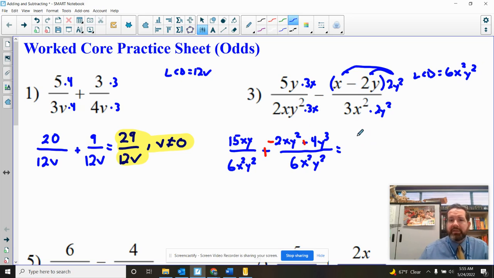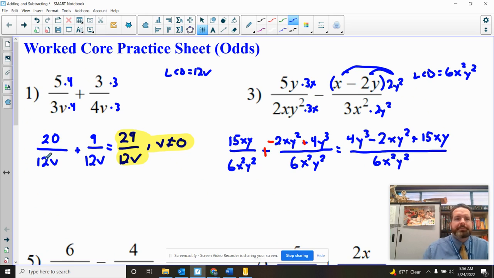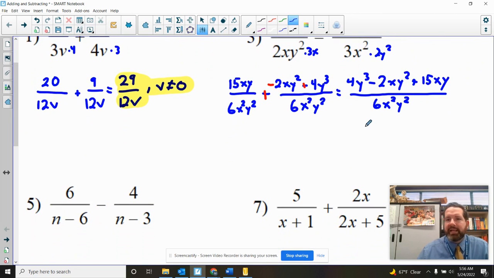And now let's put everything together. Now the order of these, when it's a mixture of x and y, it doesn't really matter. I'm going to put, I think, my 4y to the third first, and then my minus 2xy squared, and then my plus 15xy all over the common denominator of 6x squared y squared, with the note that, hey, just make sure that your x isn't 0, and just also make sure that your y isn't 0.